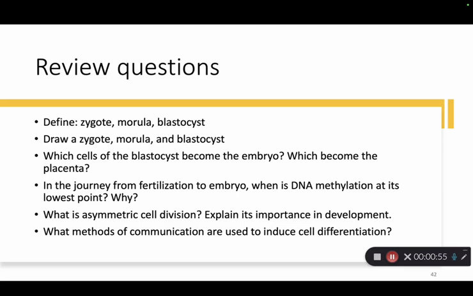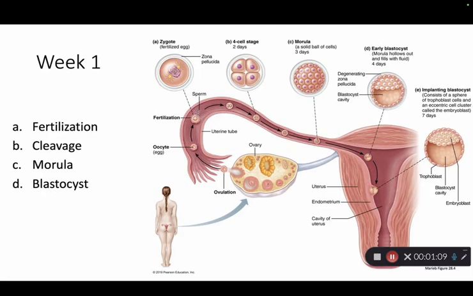Think back to the earlier discussion on epigenetic reprogramming. When is DNA methylation at its lowest and why? And what is asymmetric cell division? Why is it needed for proper development?